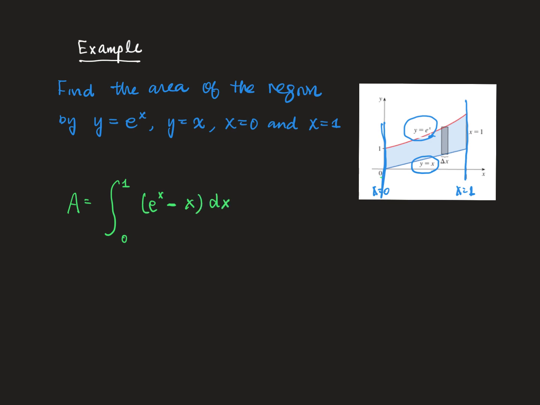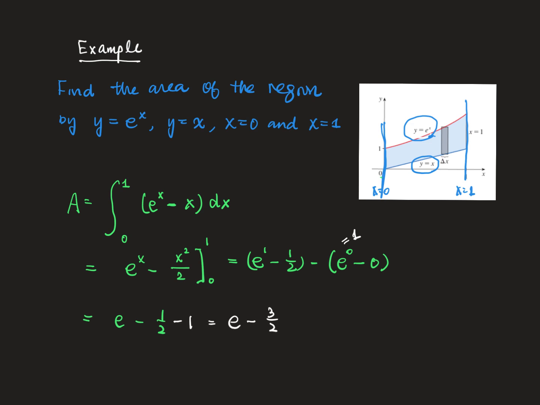Let's find the area between the two curves. What is the antiderivative of e to the x? It's e to the x. What is the antiderivative of x? It's x squared over 2, from 0 to 1. You plug in the 1 first: e to the 1 minus 1 over 2, minus e to the 0 minus 0. So this is e minus 1.5, and e to the 0 is 1, so minus 1, that's e minus 3 over 2.